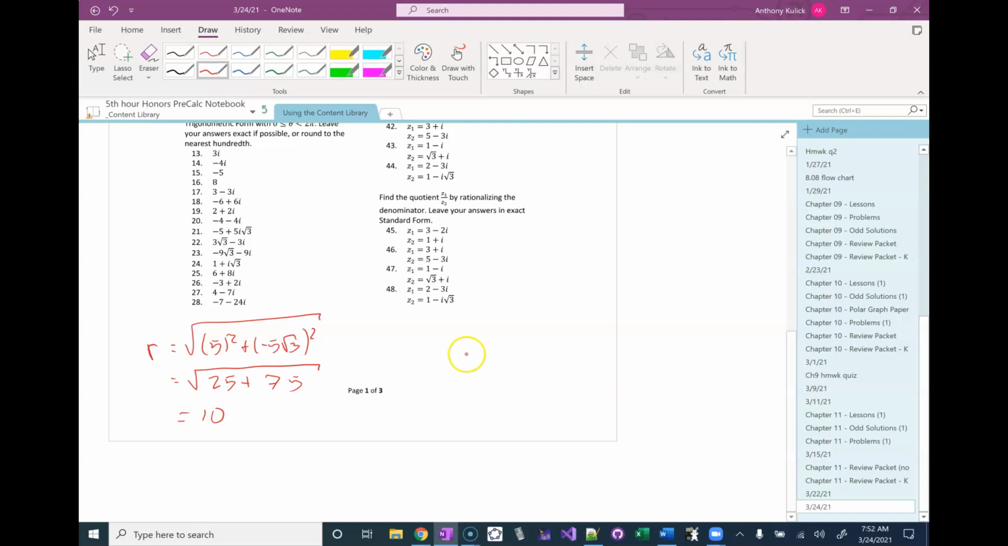Okay. To find theta, I'm going to plot this just so I have a good picture. So I'm going to go negative 5 over and then 5 root 3 up. So this is our theta that we're looking for. To find that, I'm going to use this angle alpha. So I know theta is 180 minus alpha. And my alpha is going to be the tan inverse of the absolute value of b over a.